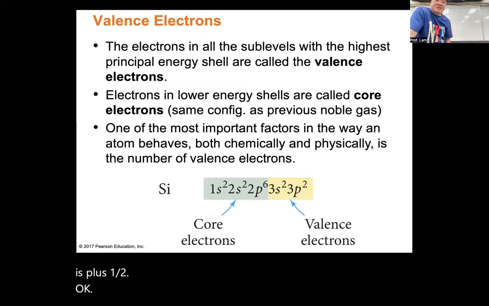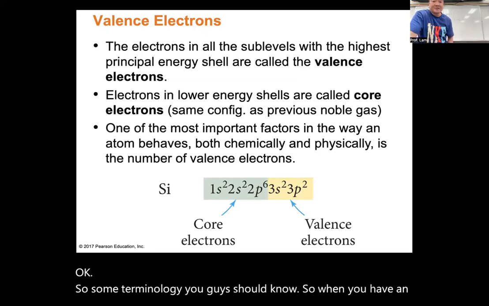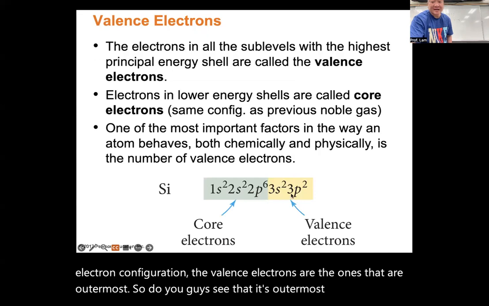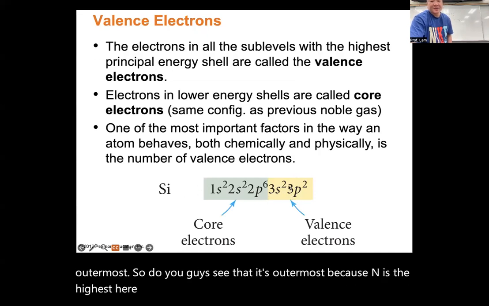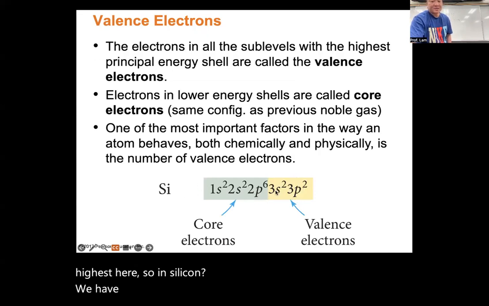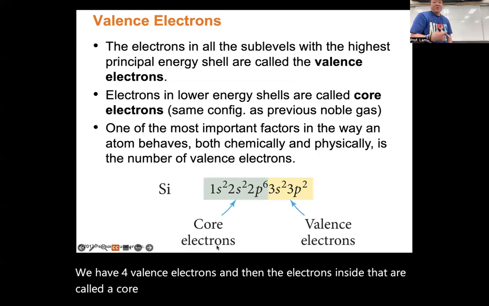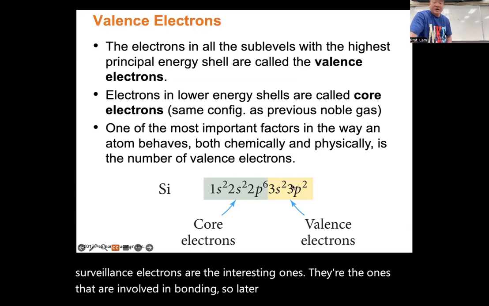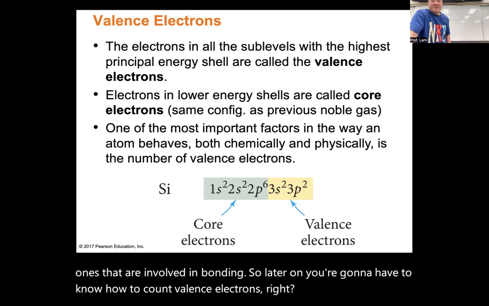So some terminology you guys should know. When you have an electron configuration, the valence electrons are the ones that are outermost. Do you see that it's outermost because n is the highest here? So in silicon, we have 4 valence electrons, and the electrons inside that are called the core electrons. And why do we divvy up in this way? Because valence electrons are the interesting ones. They're the ones involved in bonding. So later on, you're going to have to know how to count valence electrons, right?